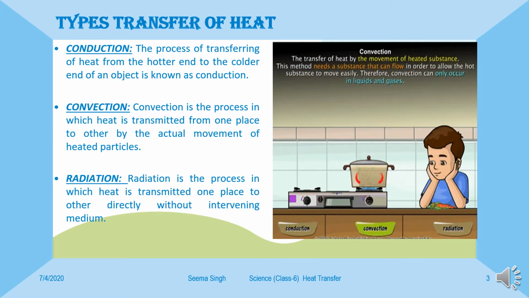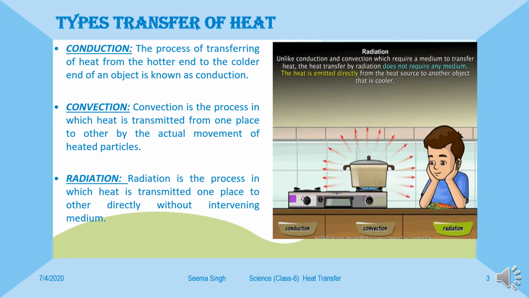Then coming to convection. Convection is the process in which heat is transmitted from one place to another by the actual movement of heated particles. When there is no transfer of heat between substances of different temperatures, but instead there is a motion of the heated particles, then it is termed convection. So in the image, the movement of the boiling water particles is the process of convection heat transfer.